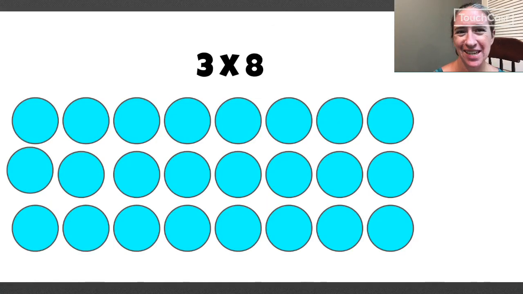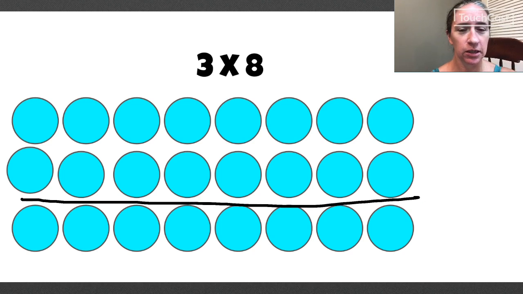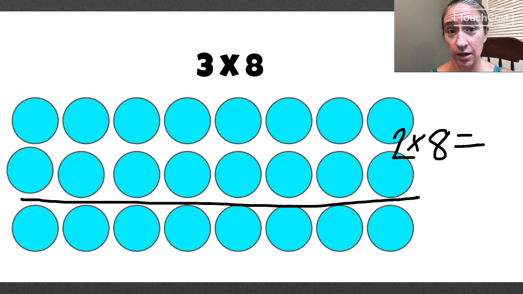So I hope you're starting to see a pattern to how we're solving this. This is going to be our last one we solve with arrays, and then we're going to see if we can try it a shortcut way. So I'm going to draw that line to divide my array into smaller arrays. I'm going to write the multiplication problem for the top part. I've got 2 times 8, and 8 plus 8 equals 16.